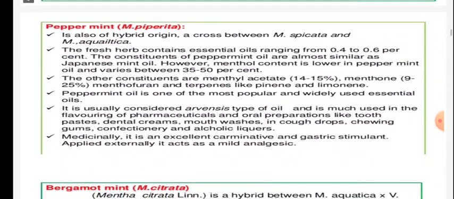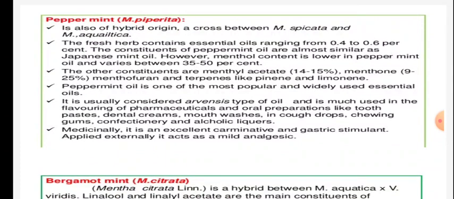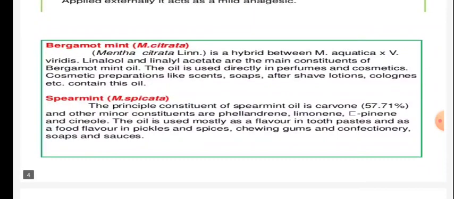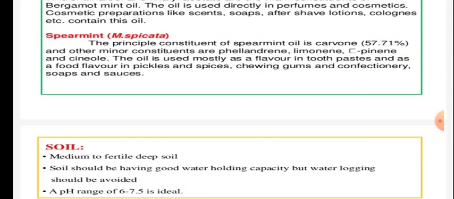So peppermint we are knowing. It is Mentha spicata. It is also herbaceous, having 0.4 to 0.6% content. Then bergamot, Mentha citrata, is one species. It is developed by crossing Mentha aquatica and Mentha viridis. So it increases the linalool and linalool acetate constituents. Spearmint, Mentha spicata, shows 57%.